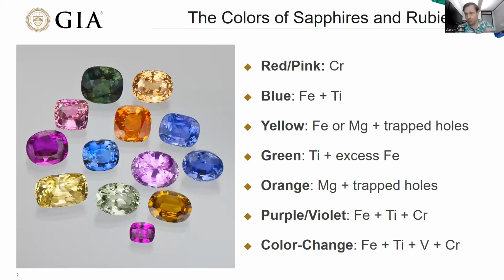If you mix different chromophores together, you can get a lot of the other colors that we see in gem corundum. Green is a mixture of blue and yellow, of course, so we get green from titanium and iron pairs plus extra iron. Purple or violet is caused by the combination of blue and red, so we get iron, titanium, and chromium causing purple or violet. And we get these weird color change sapphires, which I'll talk about as well, which might have iron, titanium, vanadium, chromium, a whole bunch of different things going on.